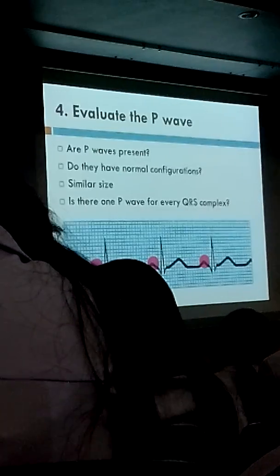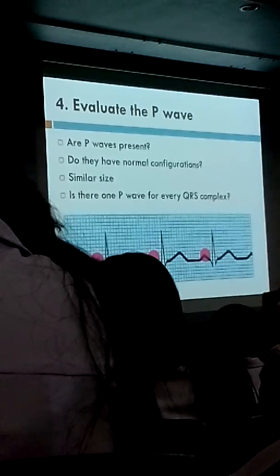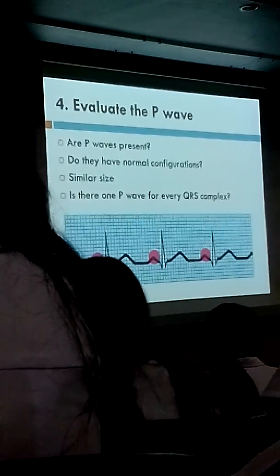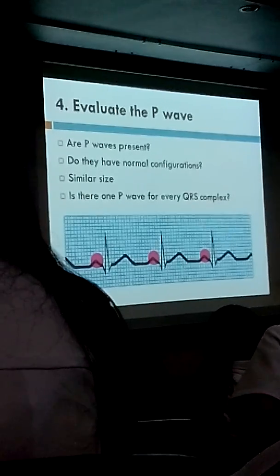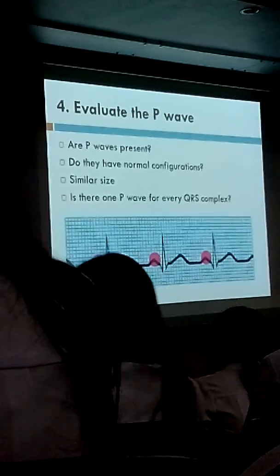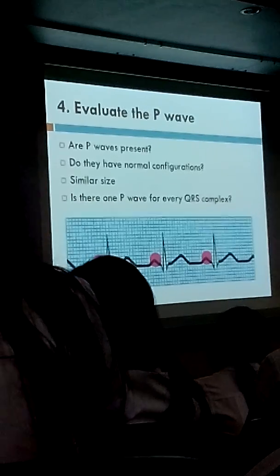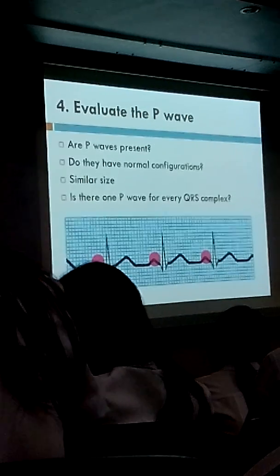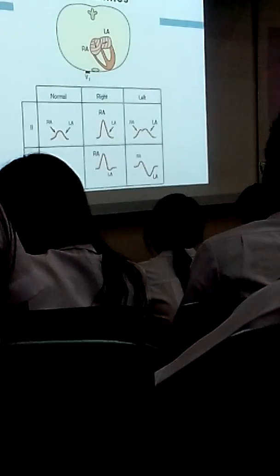Okay? So next, you have to evaluate the P wave. Are the P waves present? Do they have a normal configuration? Are the P waves similar in size? And is this followed by a QRS complex? Okay? So you also have to take note of that. So these are some abnormalities of your P wave.